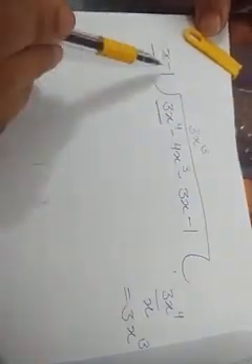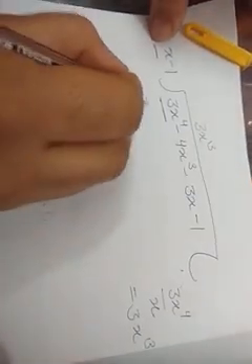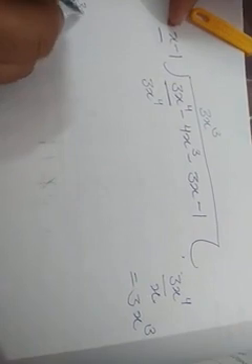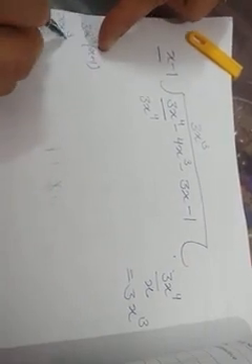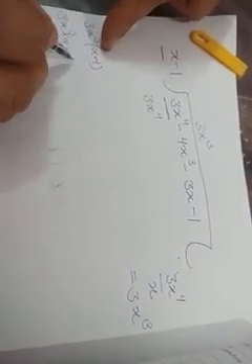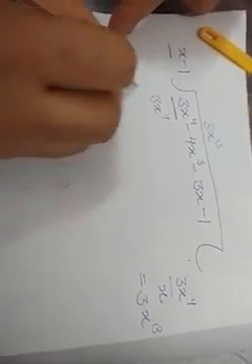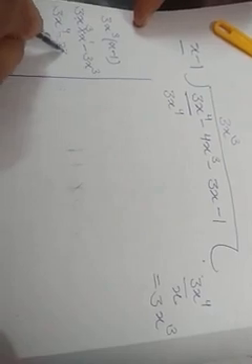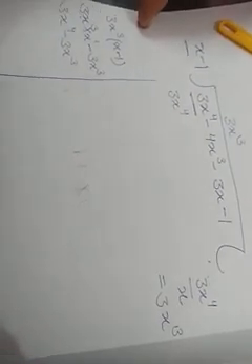3x cube into x. What we will get? 3x power 4, because when we multiply 3x cube into x minus 1, that means 3x cube will multiply with x and 3x cube will multiply with 1. Then what we will get? Base same, power will be added, minus 3x cube. So 3x power 4 minus 3x cube.